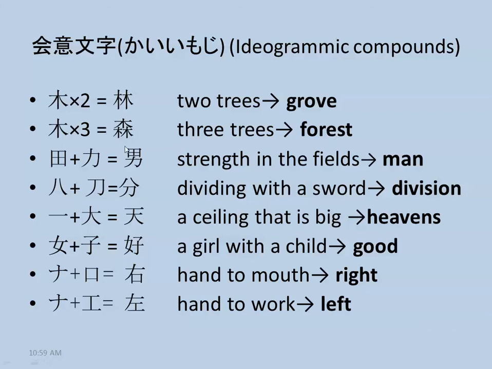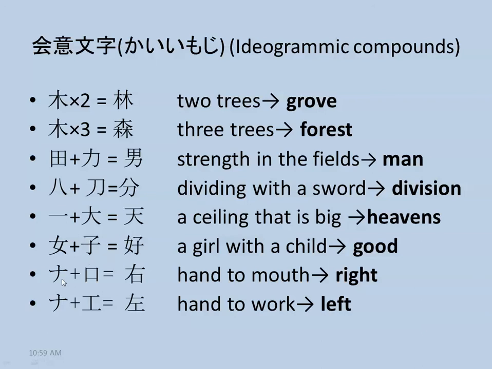If we have a rice paddy and strength, we have strength in the fields and therefore man or male. If we have a division and a sword, we end up with a division. If we have a ceiling, that is, there's the ceiling, that is big, it is the heavens. If we have a girl or a woman with a child, that's a good thing.